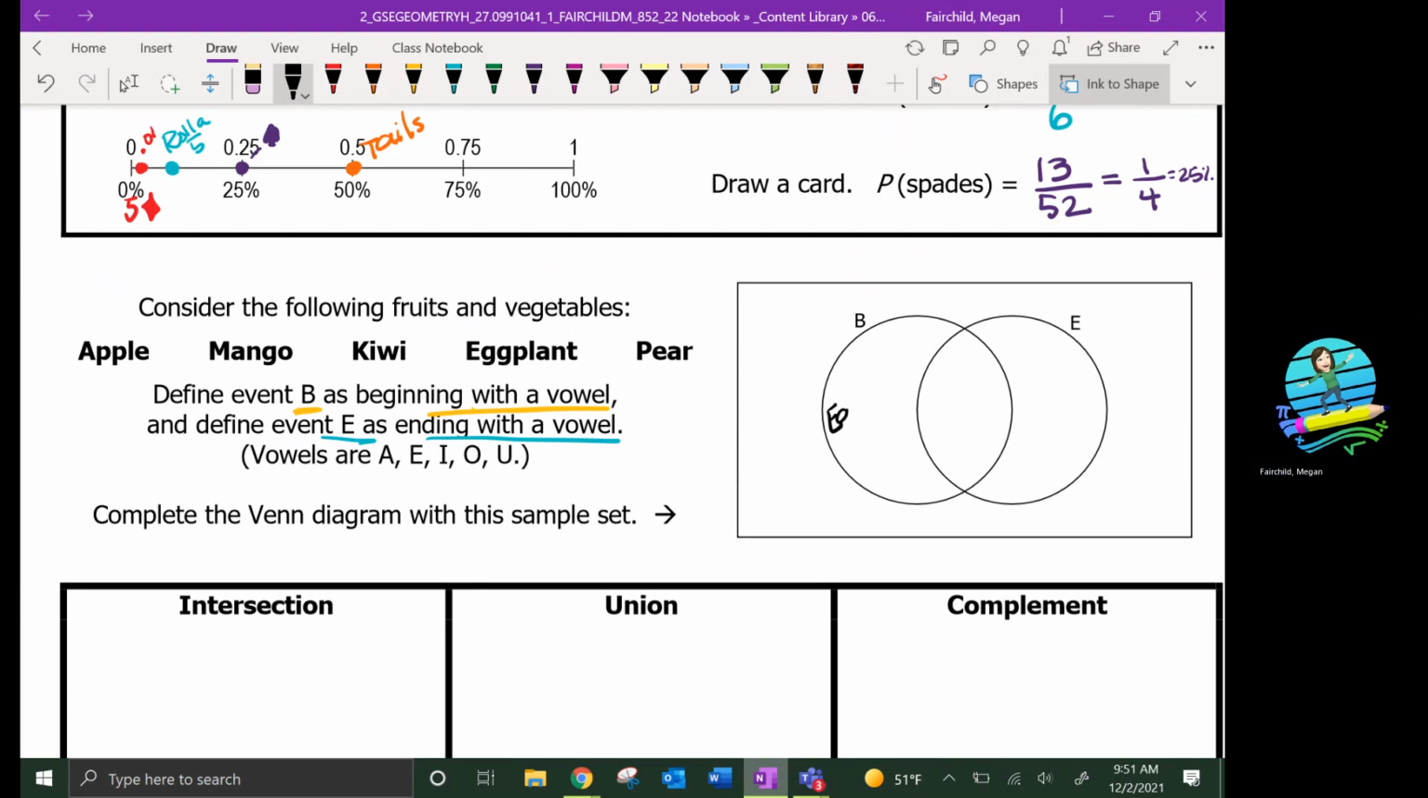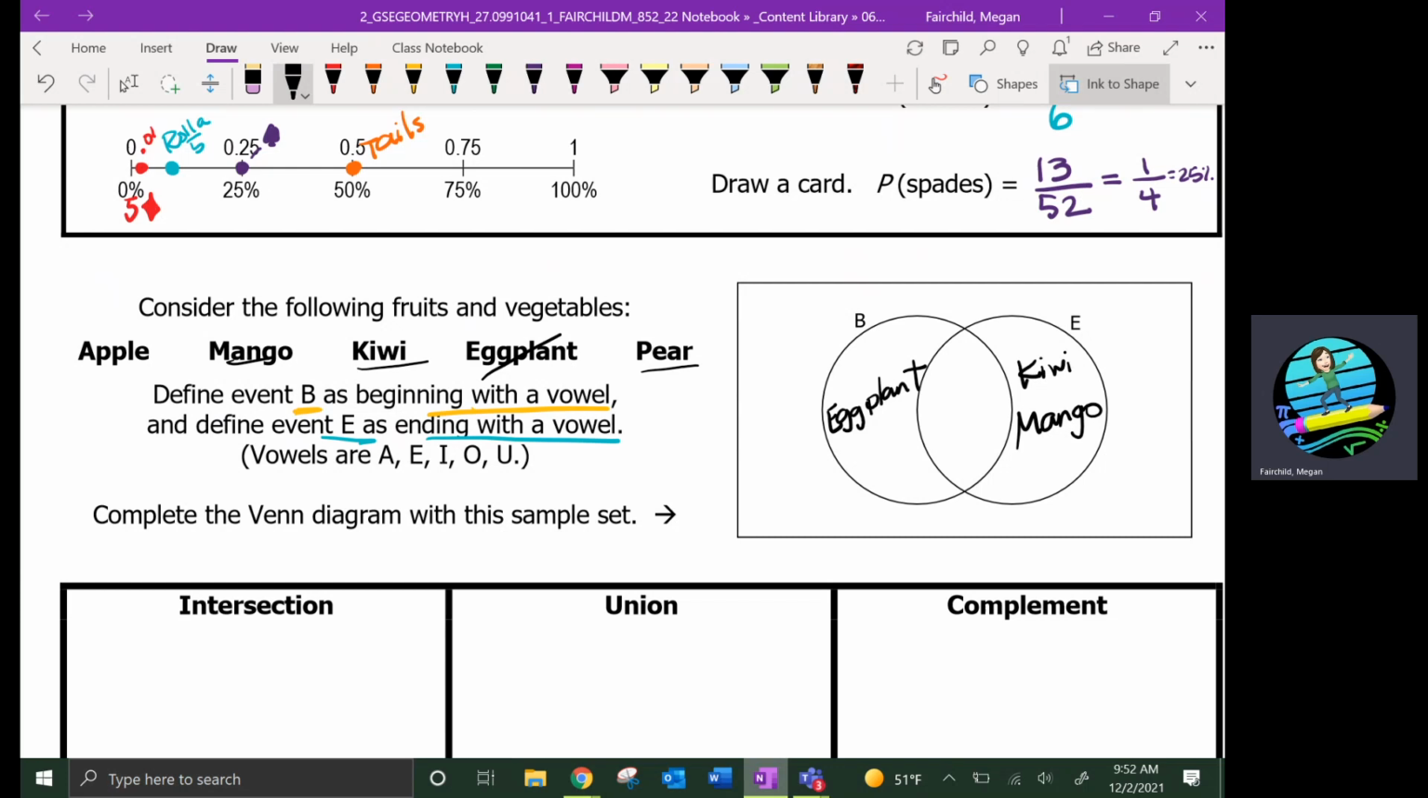Eggplant? Are there any other ones? No, I think that's it. Eggplant. And then for event E, they end with a vowel. Well, not pear. Kiwi. Mango. Okay. And then in the middle would be any words that begin and end with a vowel, which would be apple. And then pear doesn't belong in either of those, so that one goes on the outside. Okay? That's how you would complete that Venn diagram.